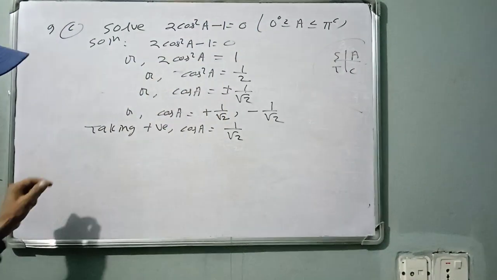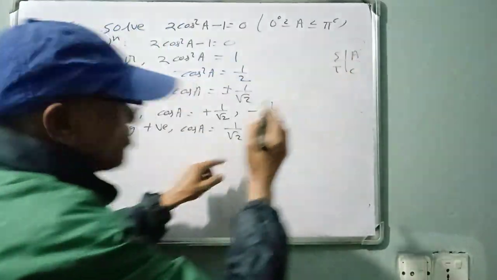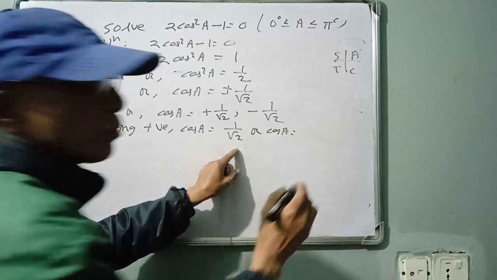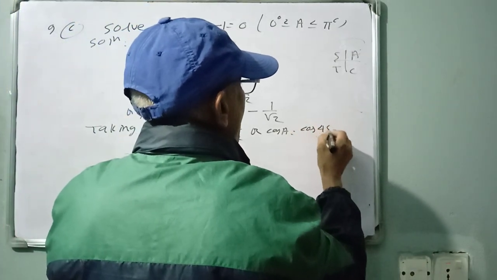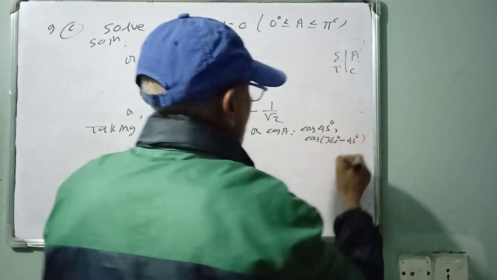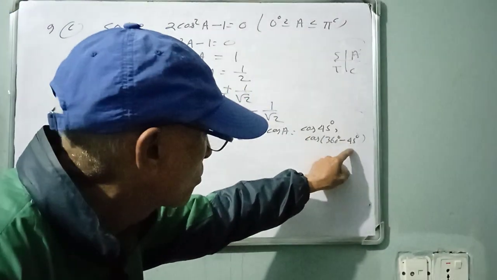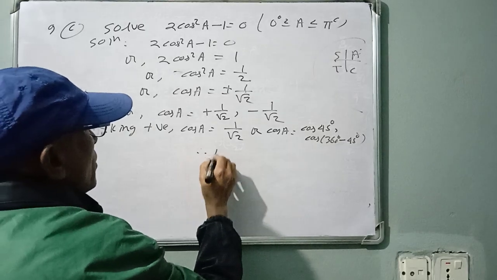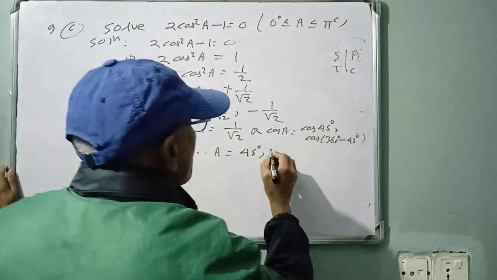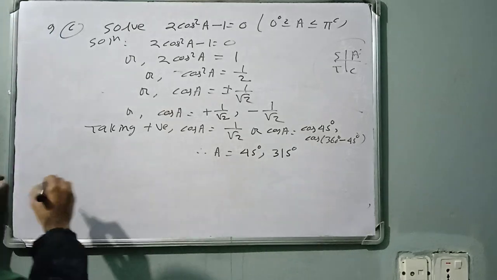CAST formula, ASTC: all, sin, tan, cos. All are positive in the first quadrant. Cos is positive in the first and fourth quadrant. Cos A, 1 by root 2, is cos 45 degree, comma cos (360 minus 45) degree, because cos is positive in the first quadrant and the fourth quadrant. Therefore, the value of A equals 45 degree or 360 minus 45, 315 degree.